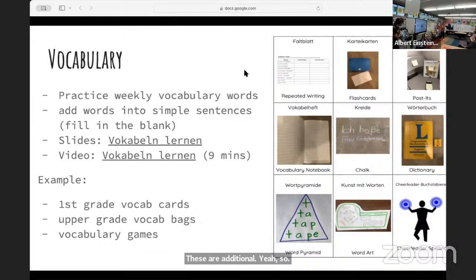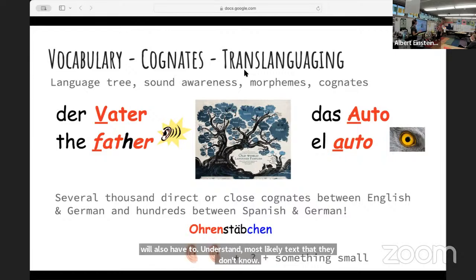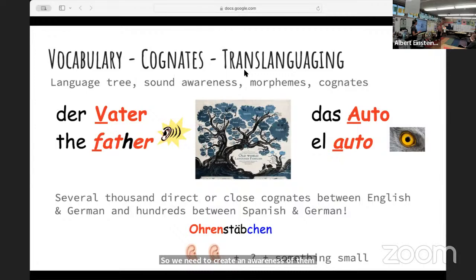So this is where I'm coming from. This is kind of my passion, because I feel like these kids are going to go through life here at Einstein being confronted not only with English and the problem of English that they might not know. They will also have to understand German, most likely looking at texts that they don't know. So we need to create an awareness in them that all languages are coming from the same source. There are thousands of cognates between English and German, and there are hundreds between German and Spanish. So we would be fools not to teach them early on that those languages are connected.